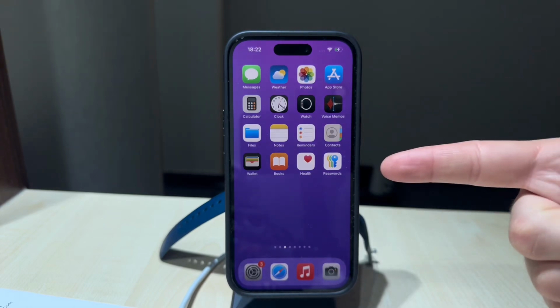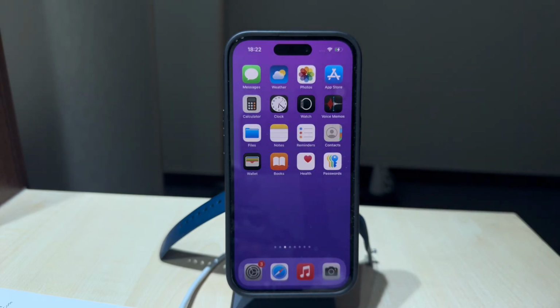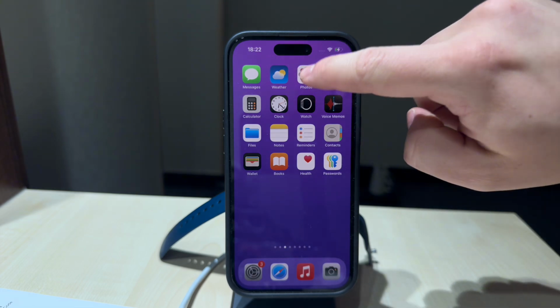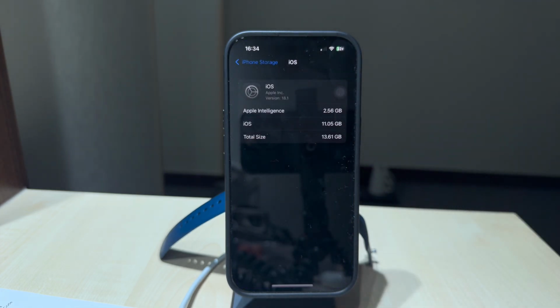Apple Intelligence is kind of new and a lot of people are trying to figure it out. Basically, a lot of people are starting to notice that their Apple Intelligence is taking up too much space. Like, a lot of the storage is taken up by it. So what are your options?